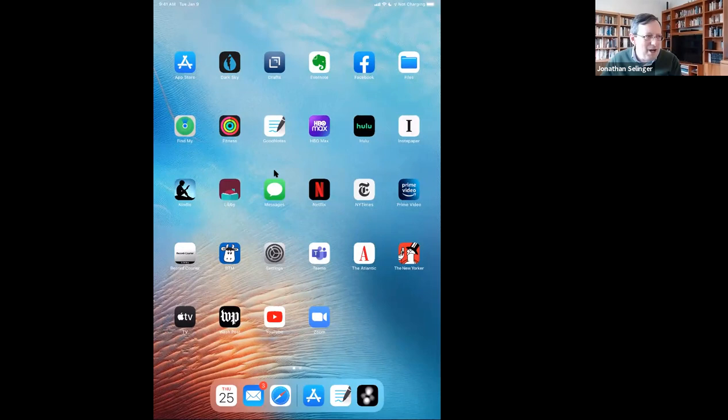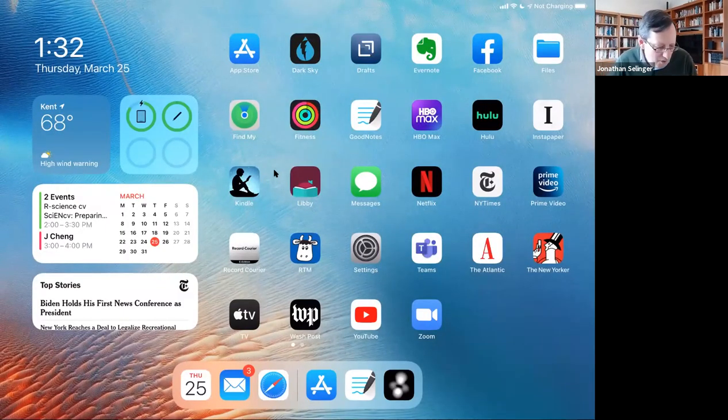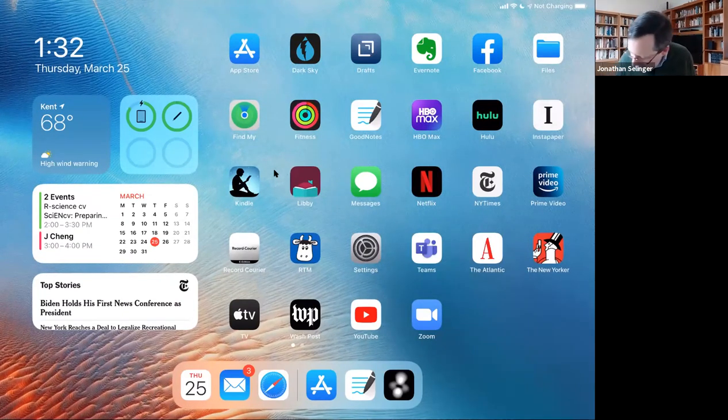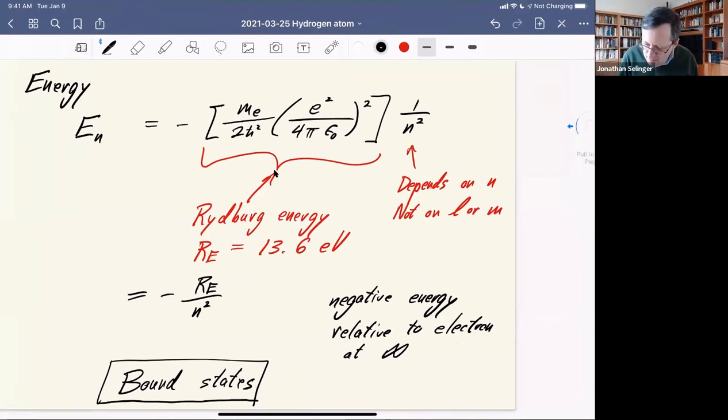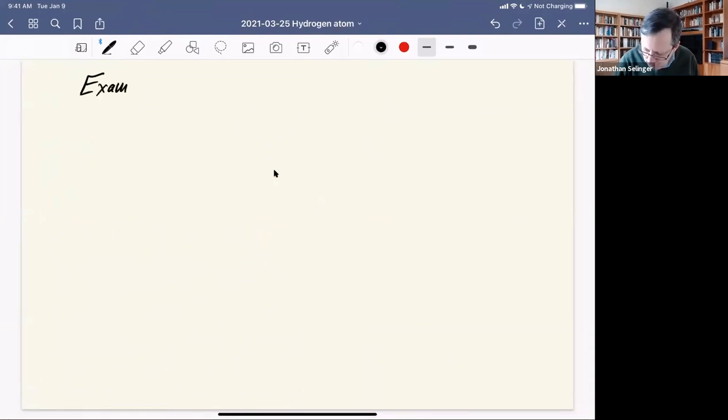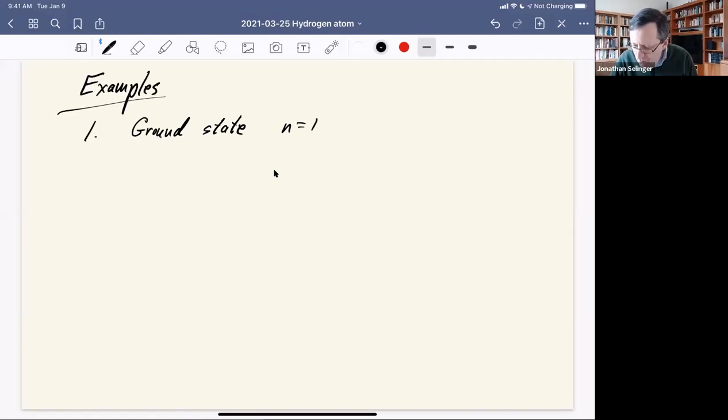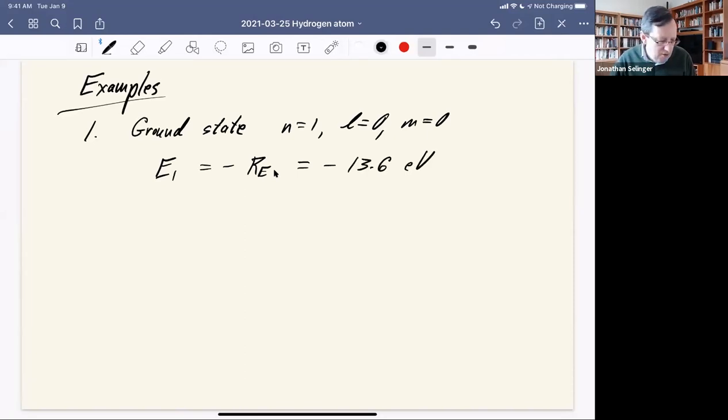All right, so that is what I wanted to show you about the wave functions. Now, what about the energies? I have a little bit more time to talk about energies. We have this set of energies, and for some examples here, the lowest energy state is what we call the ground state. That has n equals 1, l equals 0, m equals 0. The energy for that state is negative 1 Rydberg energy, so negative 13.6 electron volts.